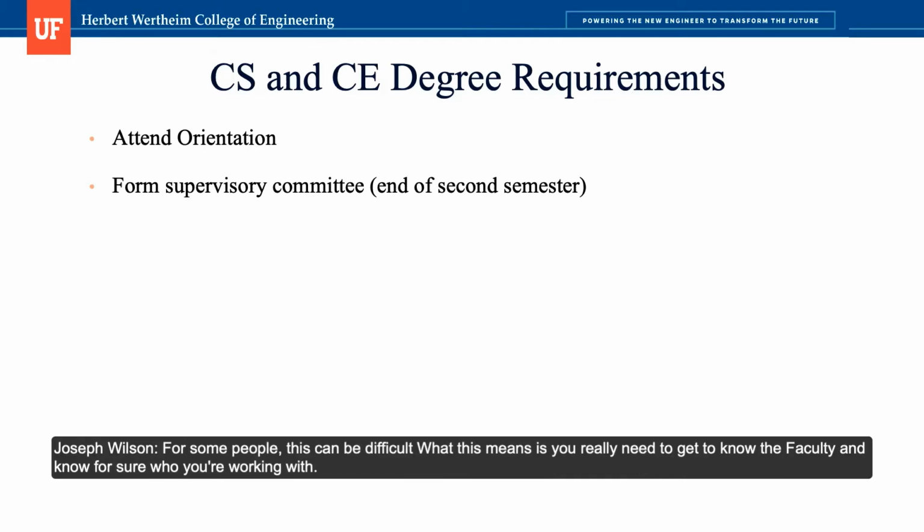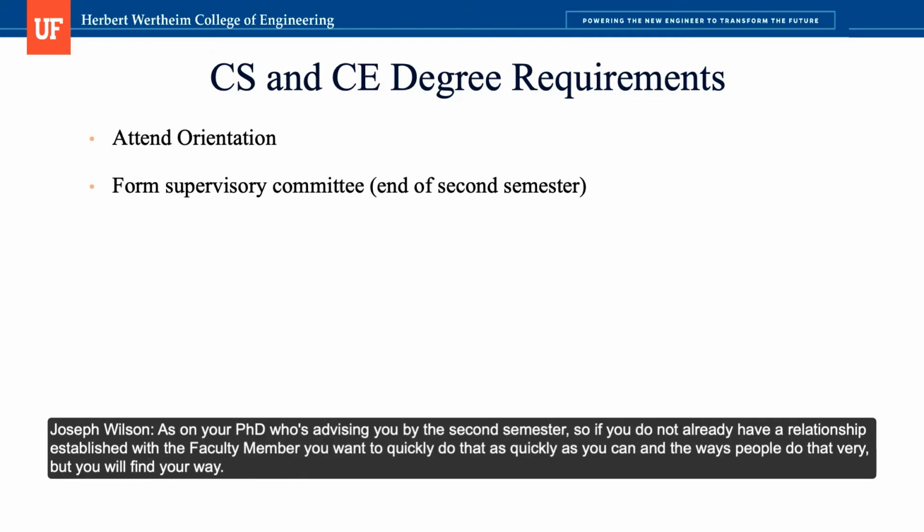For some people, this can be difficult. What this means is you really need to get to know the faculty and know for sure who you're working with on your PhD, who's advising you, by the second semester. So if you do not already have a relationship established with a faculty member, you want to do that as quickly as you can. And the ways people do that vary, but you will find your way.